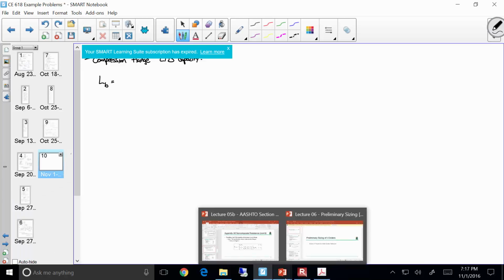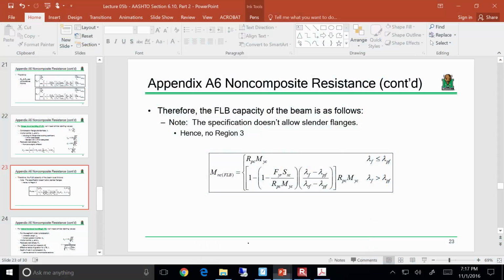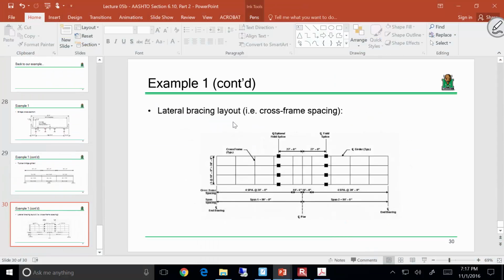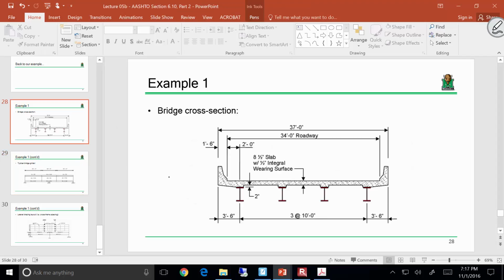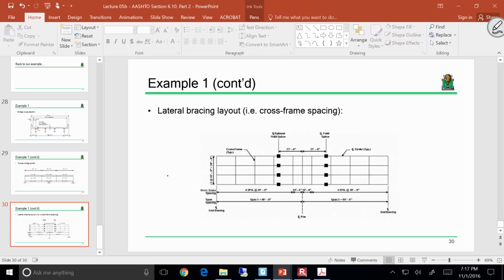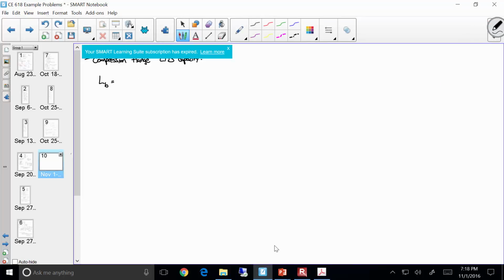Remember, if you go forward, here's our girder, right? And here's our deck and whatnot. But if you look at the framing plan, remember, here's the abutment, there's the pier, and then there's the other abutment, and we're looking in positive bending, so that cross frame spacing is 20 feet. Everybody okay with that? So the cross frame spacing is 20 feet.